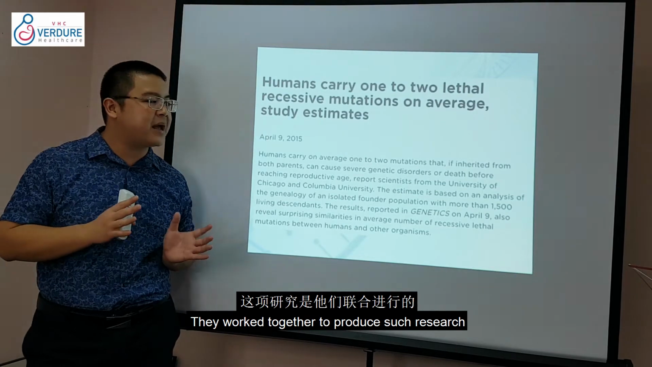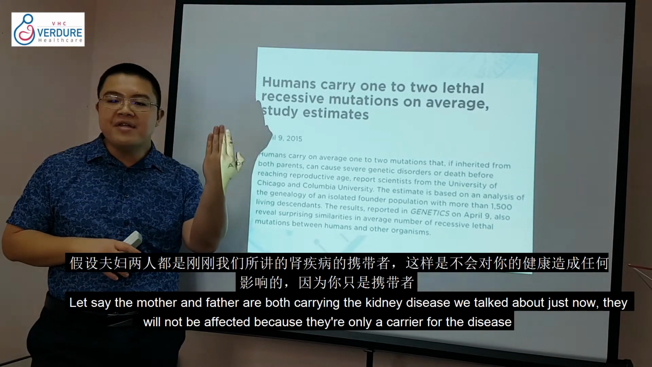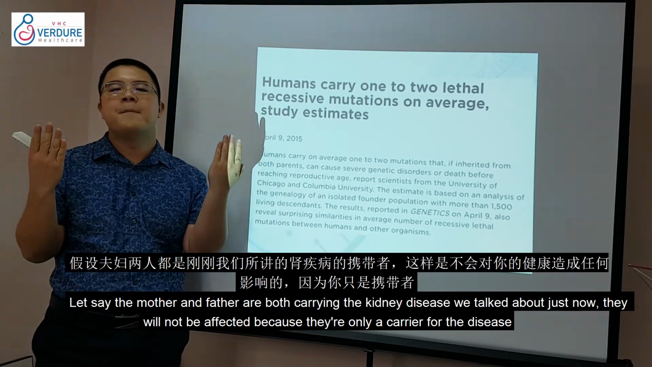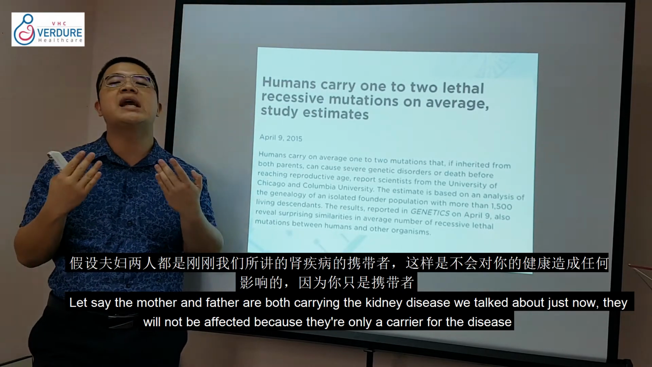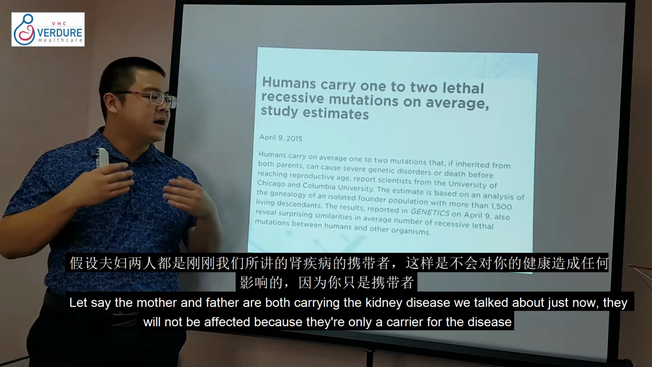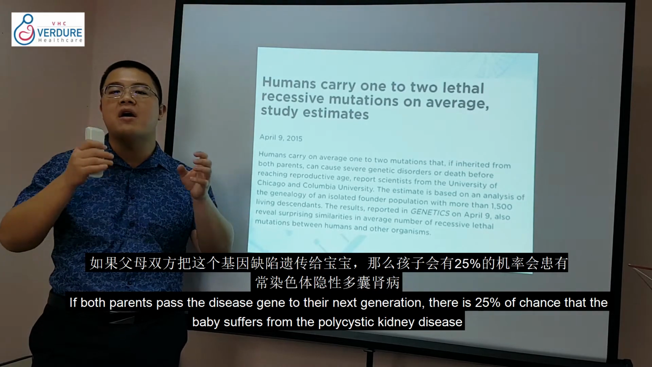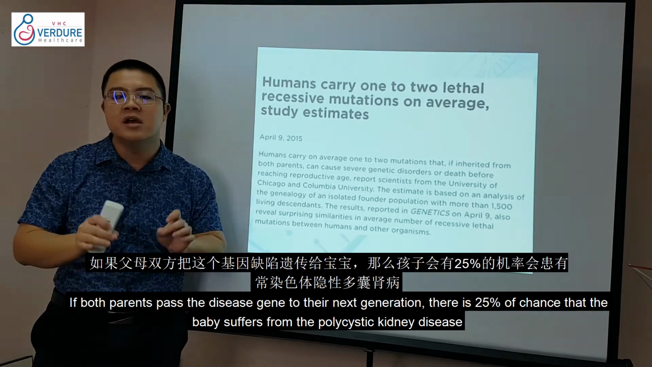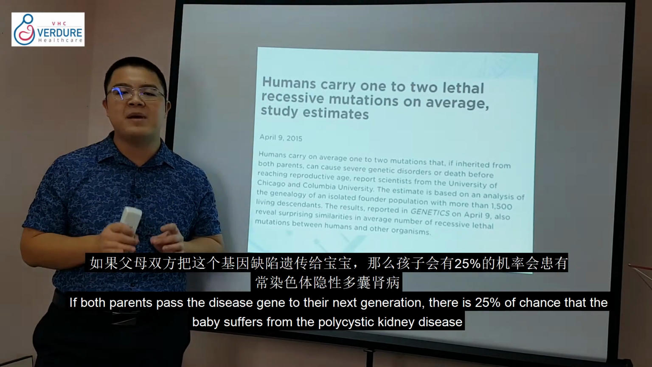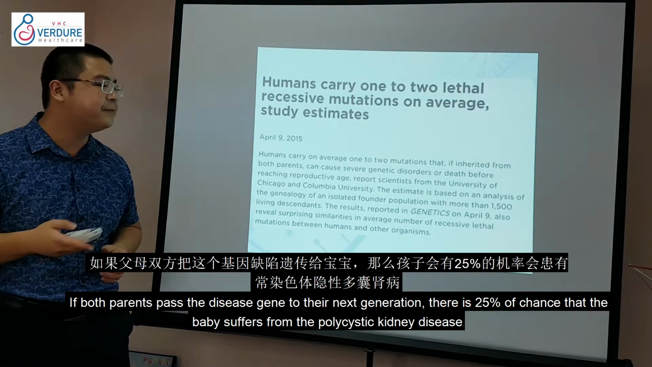So as you might be able to understand from my reading just now, if let's say the mother has the kidney disease that we just talked about, and the father has it as well, but they are not affected because they are only the carrier of this autosomal kidney disease. If both parents are passing on this kidney disease gene to the baby, then there will be a 25% chance of this baby getting the polycystic kidney disease, right?